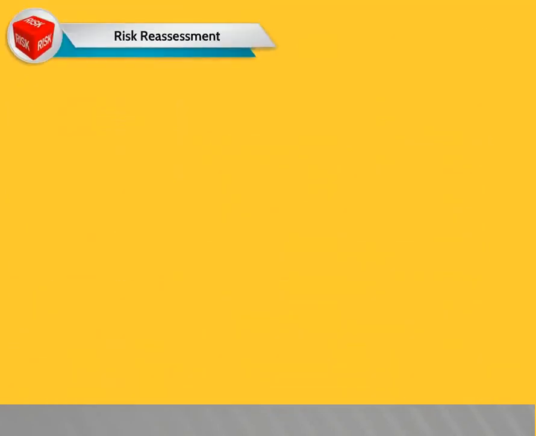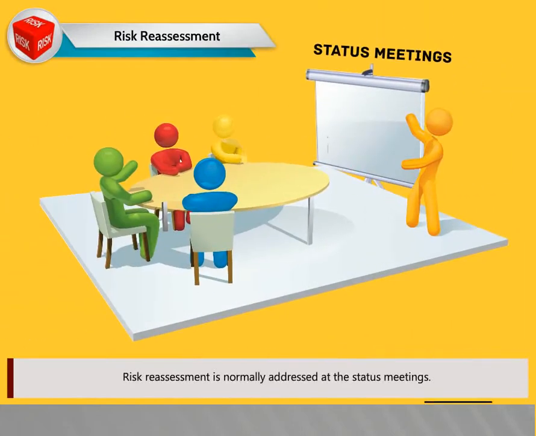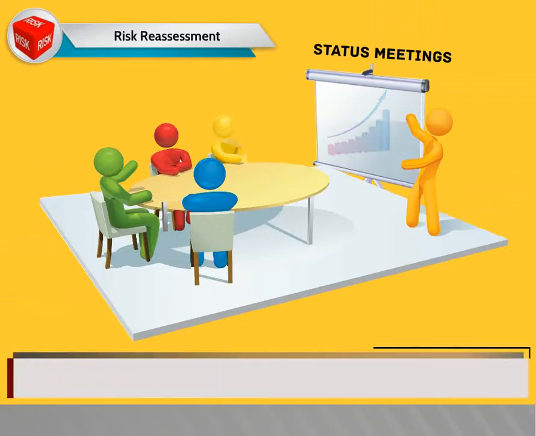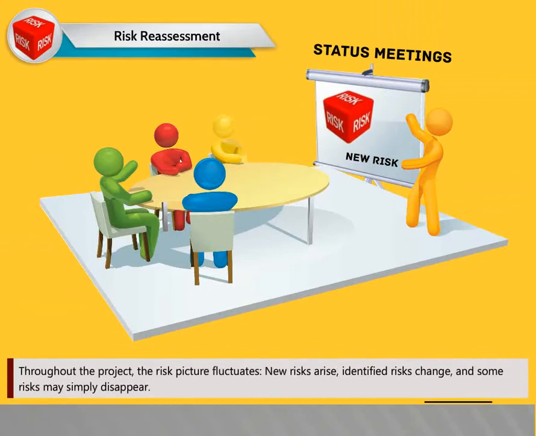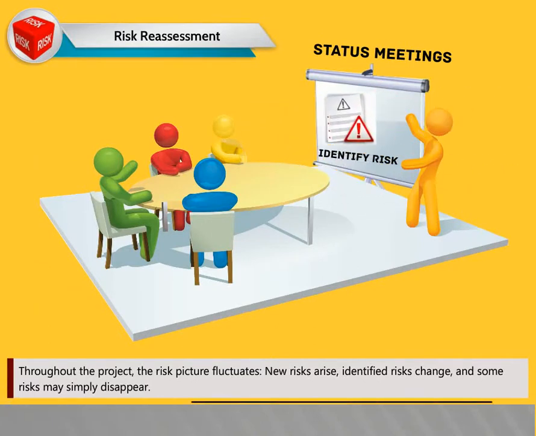Risk reassessment. Risk reassessment is normally addressed at the status meetings. Throughout the project, the risk picture fluctuates. New risks arise, identified risks change, and some risks may simply disappear.